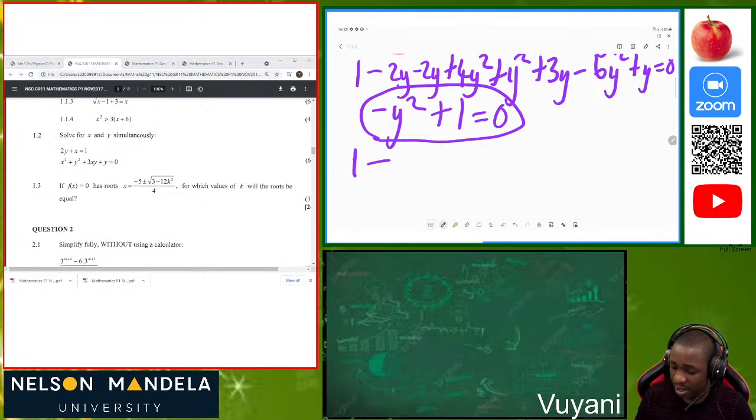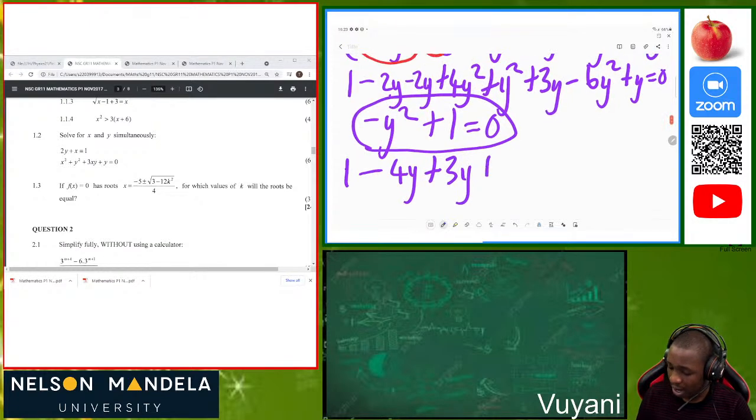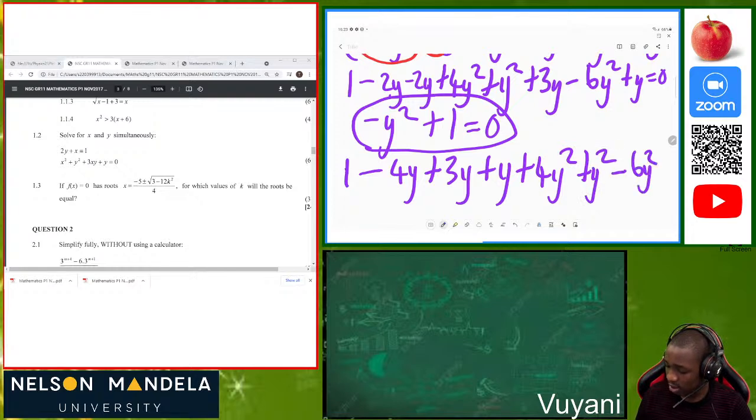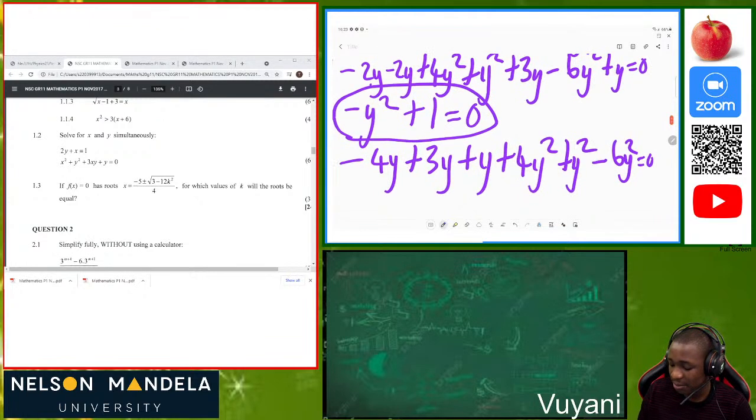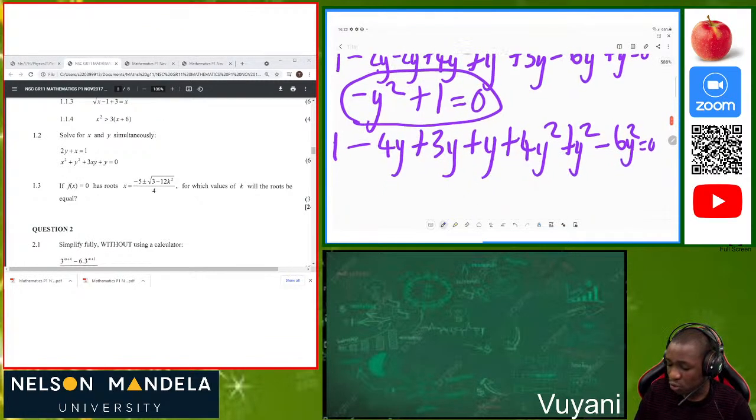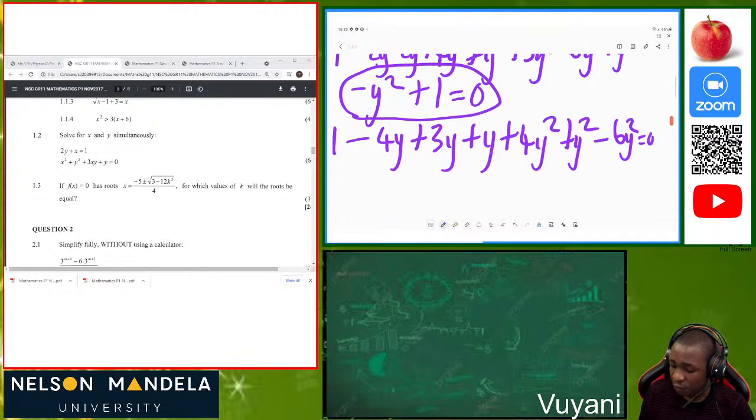This is negative 2y minus 2y, which is 4y. We have positive 3y on that side. We also have plus y. We're also going to have 4y squared plus 4y squared plus y squared minus 6y squared equal to 0. In other words, we have grouped the like terms so that they can be next to each other, so that you cannot be confused. If you do this step, you're going to end up with this solution.